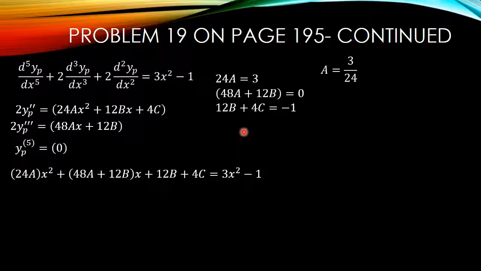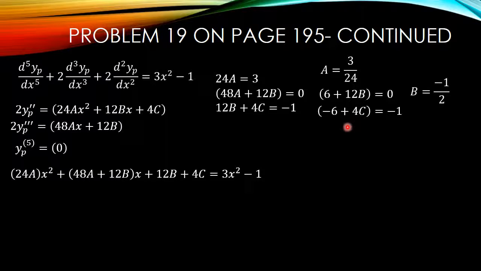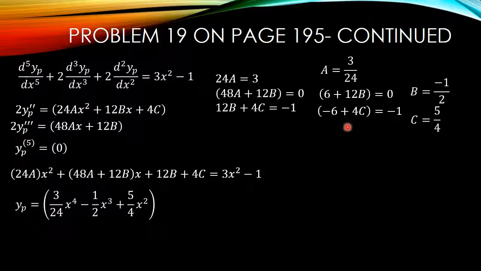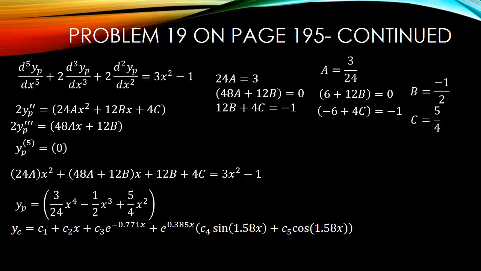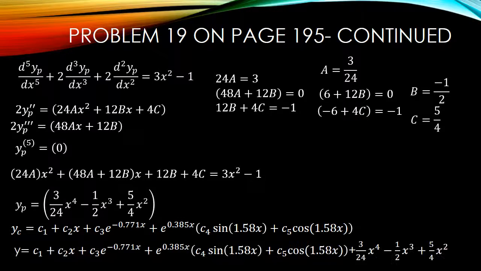I can plug the A back into my second equation here, and I get this equation. And from that, I find out that B is equal to negative 1/2. And then I can plug B into my third equation. And from that, I get that C is equal to 5/4. Now, what I can do is plug those back into my particular equation that I've got down here. And this is the solution for the particular equation of my differential equation. And I can now add that to my complementary equation to get my full solution for this differential equation, which is of this form.